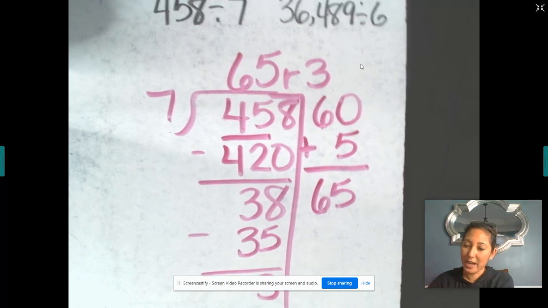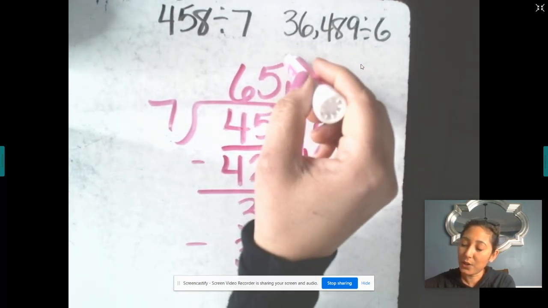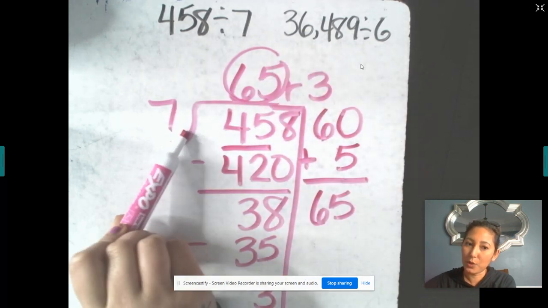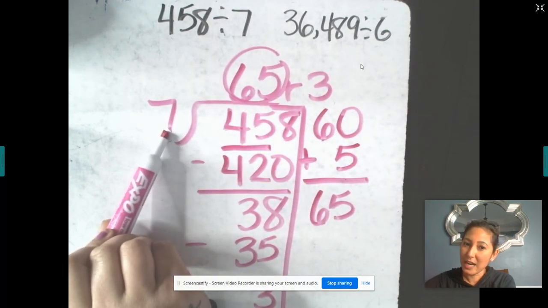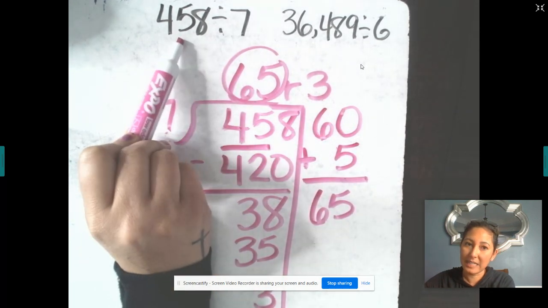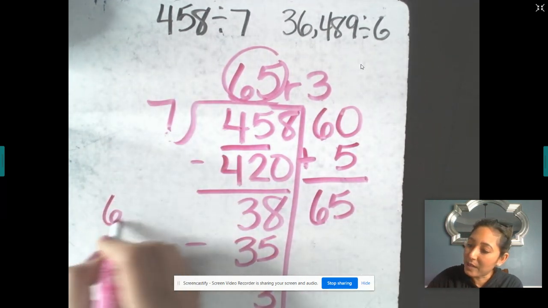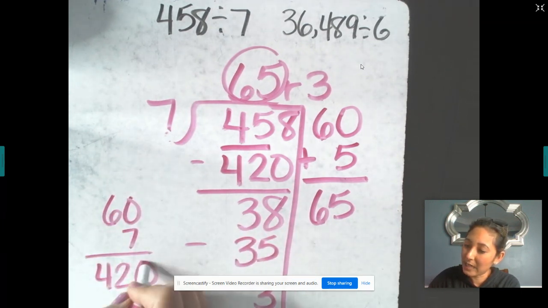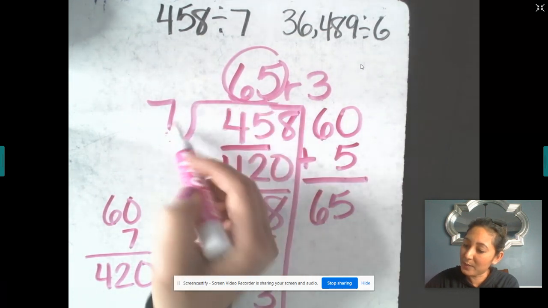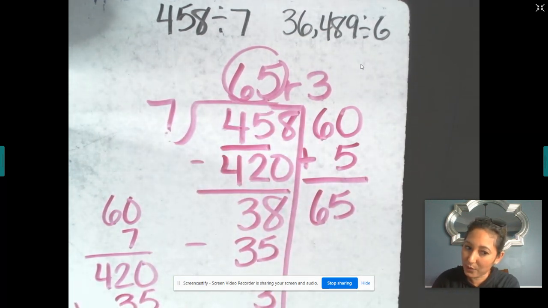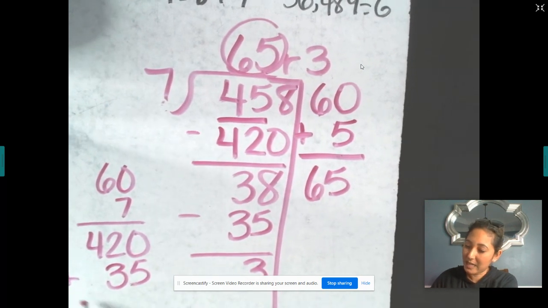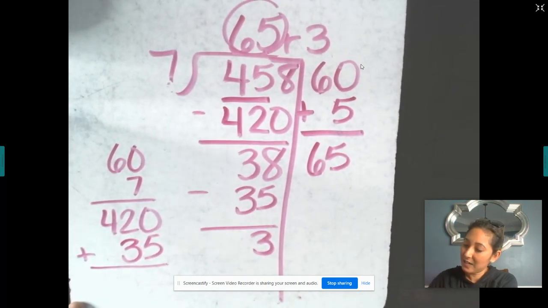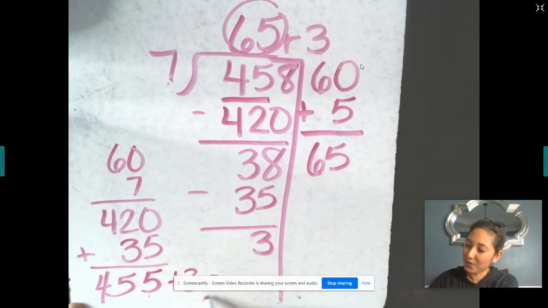Now, quickly, a way to check and make sure your quotient is correct is to take your quotient and multiply it by your divisor, and then add your remainder, and you should get this dividend. So 60 times 7 is 420. And then 5 times 7 is 35. So if we add those, we get 455. And then we add that remainder, 455 plus 3, and that equals 458.